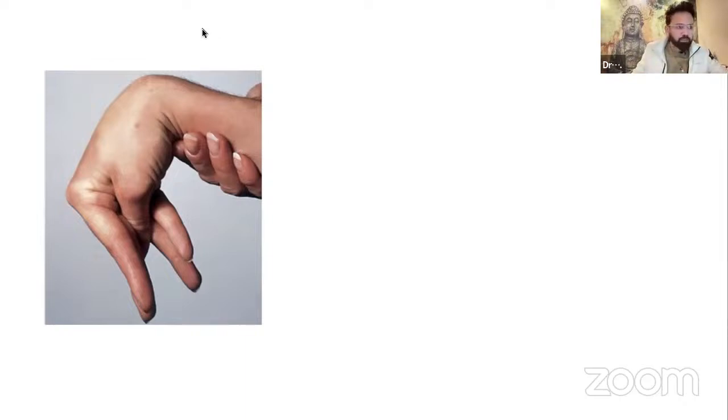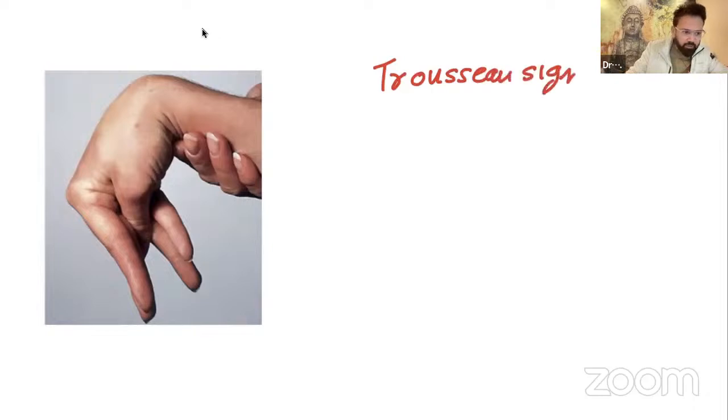What is this diagnosis? Please tell me. Who is going to tell me this one? Wasim Akram, wonderful. You are absolutely correct, Trousseau's sign. But what is this called? Is it a wrist drop? No, it is carpopedal spasm, an excessive muscle contraction.